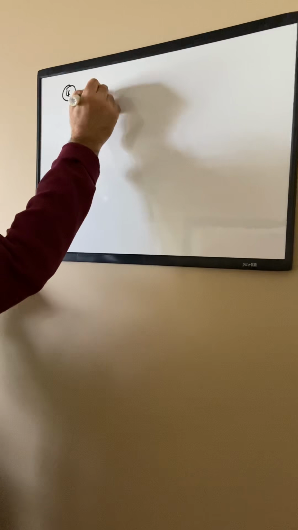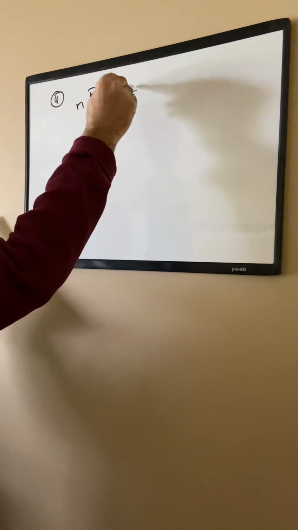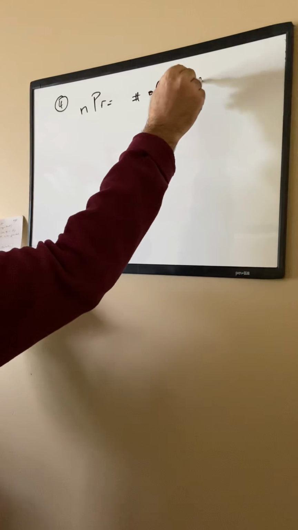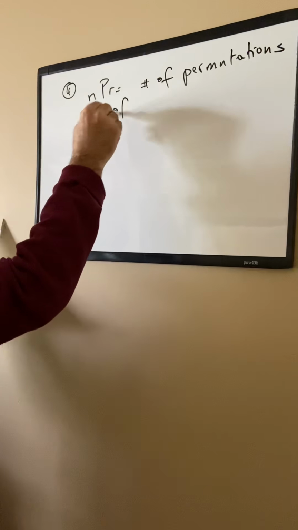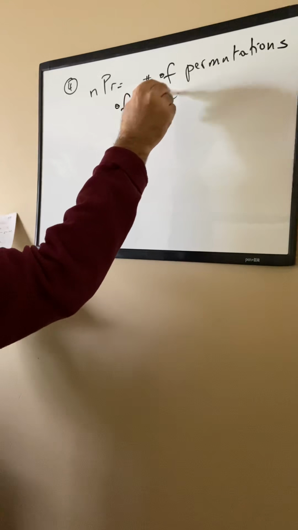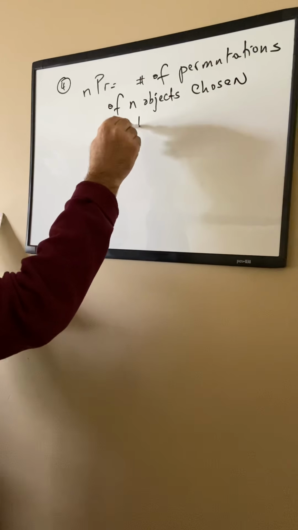Example number 4. We're going to define what the permutation of a number is. So we're going to say nPr. This is the number of permutations of n objects chosen r objects at a time.